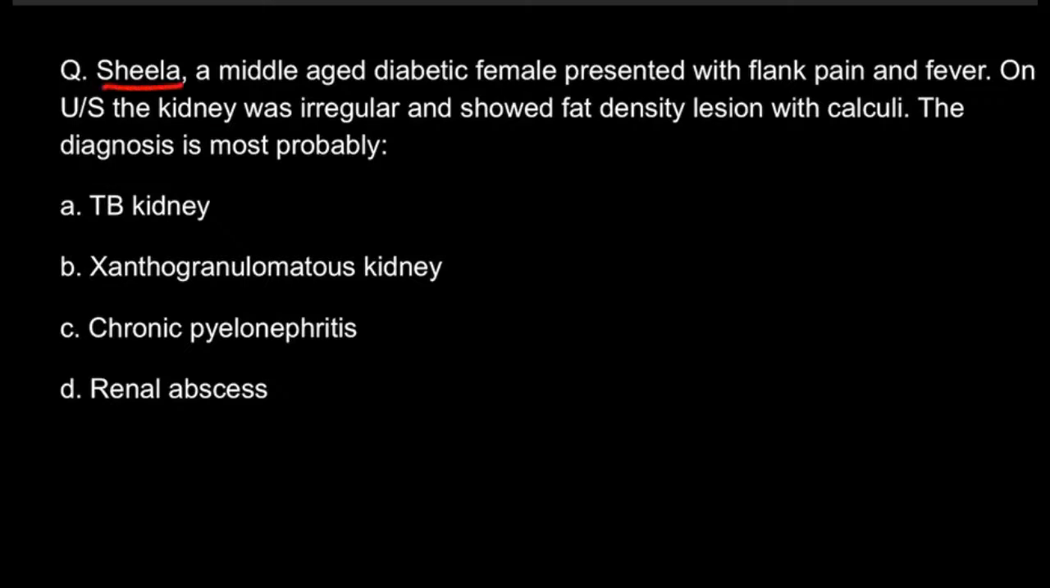Now I have a patient who is a middle-aged diabetic female. The patient has presented to you with flank pain and fever. On the USG examination, the kidney is irregular, and there is a fat density lesion present with calculi. So basically the patient is having signs of pyelonephritis in the background of a calculi, and the patient is diabetic. So what do you think, guys? What is the diagnosis of this patient? Is this patient suffering from TB of the kidney, xanthogranulomatous pyelonephritis, chronic pyelonephritis, or a renal abscess? What is this patient suffering from?